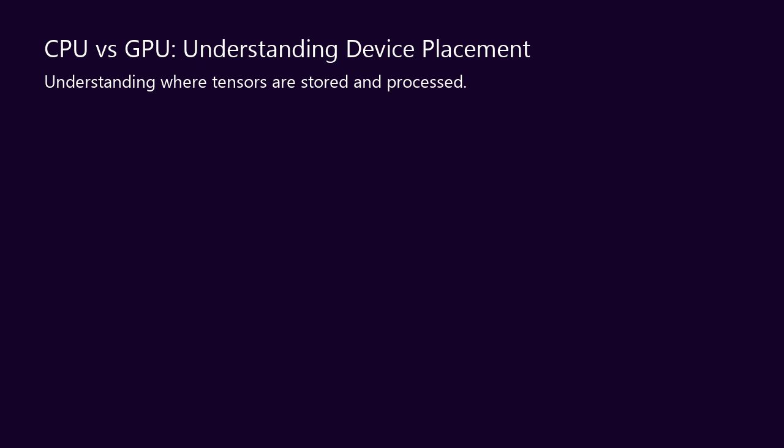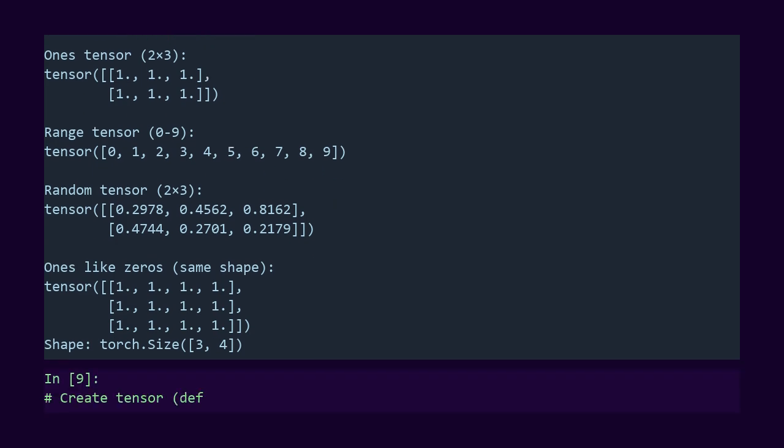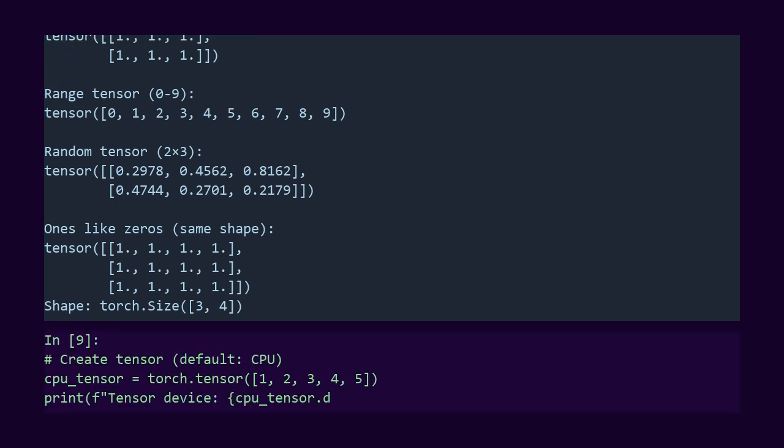Think of it like this. CPU is a very smart person who can do complex tasks one at a time. GPU is like having 1,000 people who can do simple tasks simultaneously. For AI, we often have thousands of simple calculations. That's where GPU shines. By default, tensors are created on the CPU.